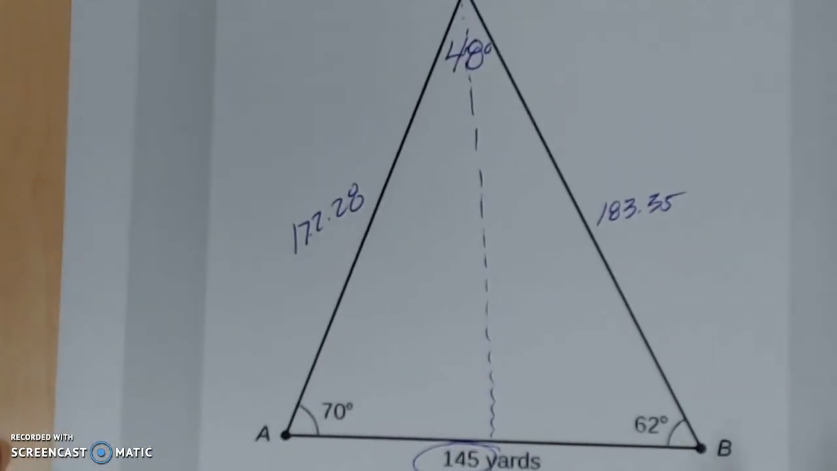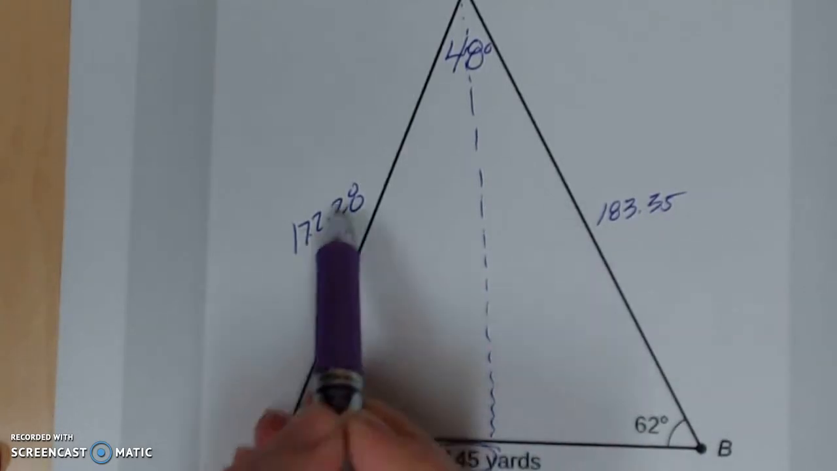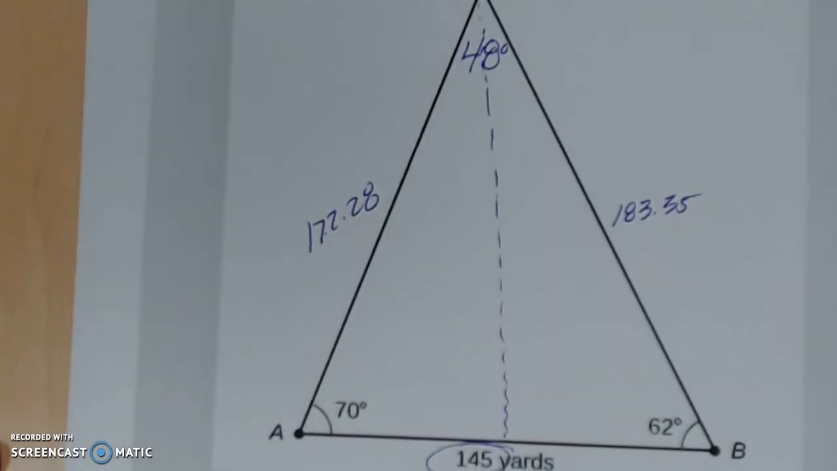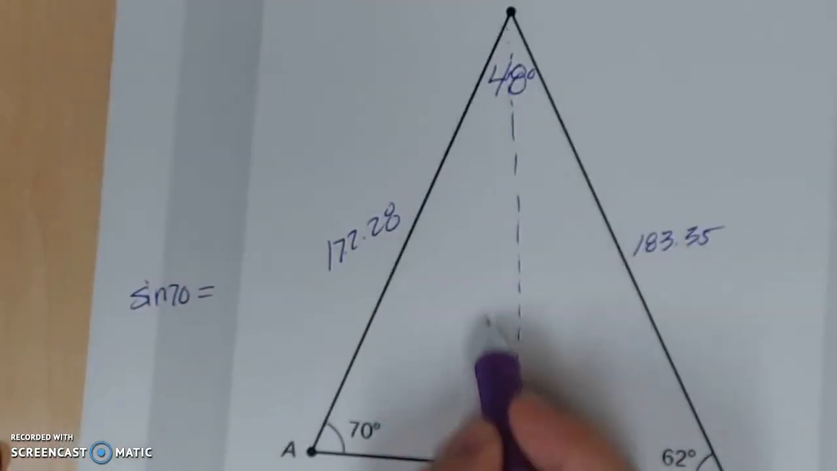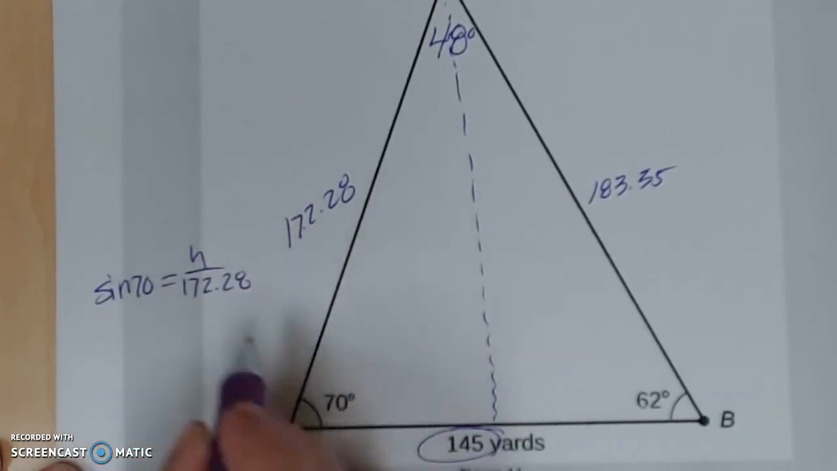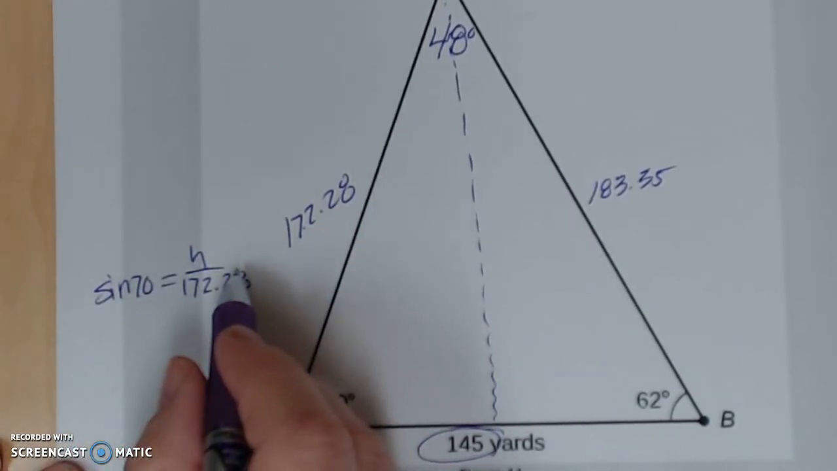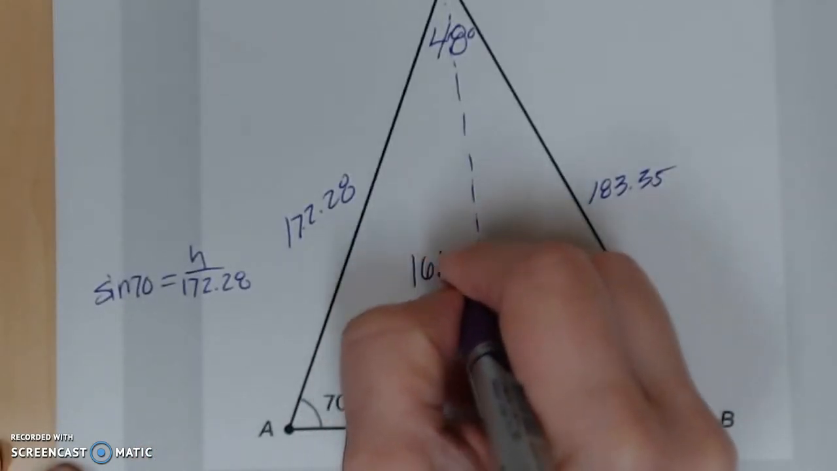And so now you can set up your sine function either in relation to the 62 degrees and this side, or the sine of 70 and this side. I'm going to work with the sine of 70. So I say sine of 70 is equal to opposite, this height that I'm wanting, over the 172.28. Solve this out for h like we did with the airplane one. And so this gives me that this height here is 161.888.